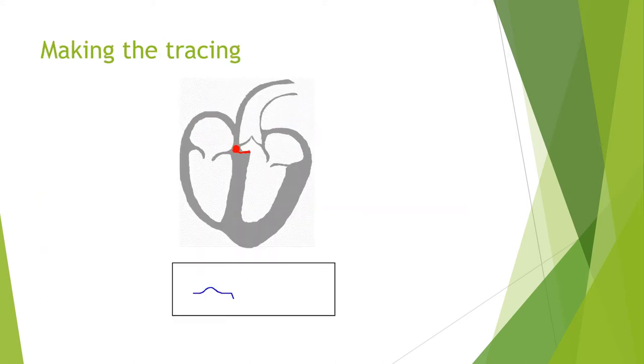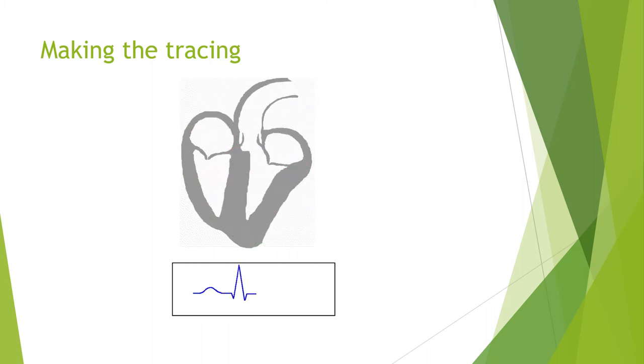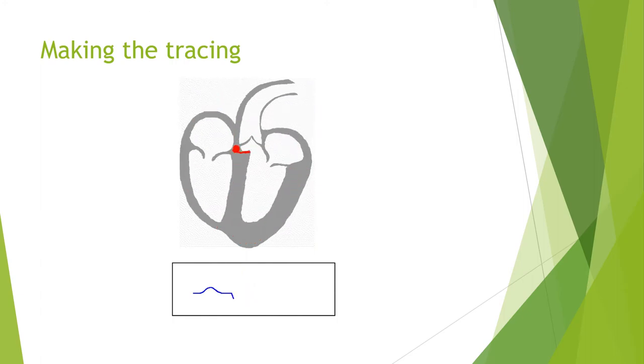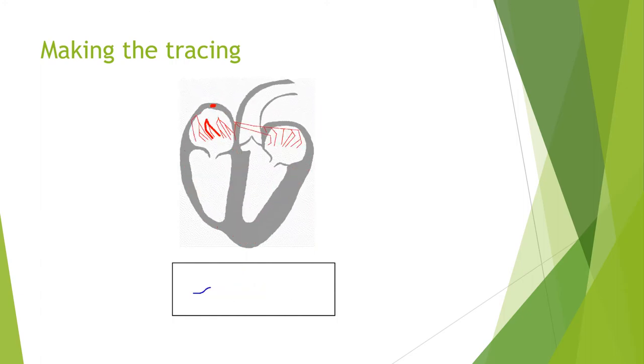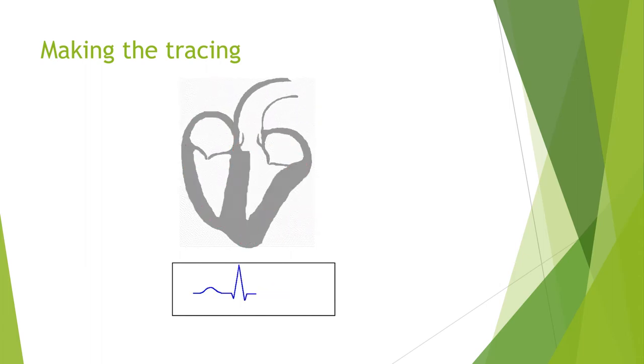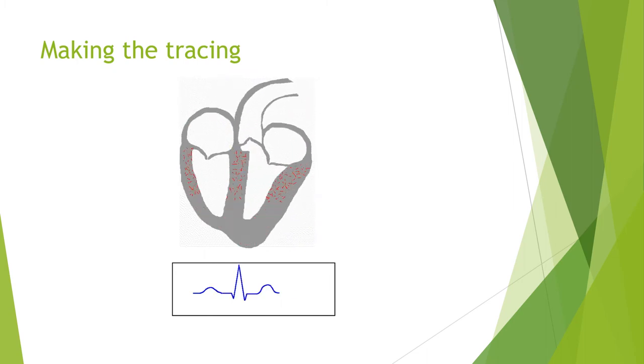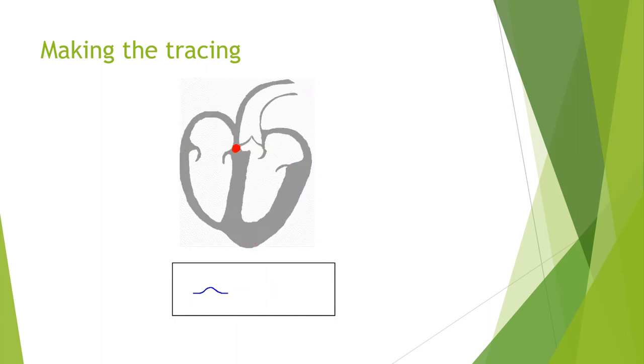You can see here the P wave is that first little blip where it starts in the atria. Then you can see the wide QRS as it travels down through the ventricles. And then as the heart resets, you can see that T wave. You may have to watch this for a little bit to be able to see exactly where it is on the tracing, or the EKG.